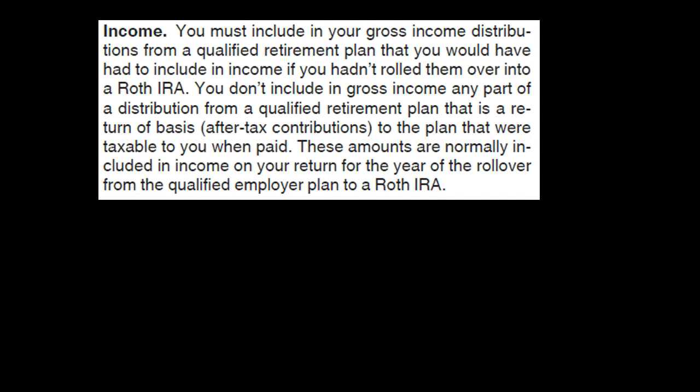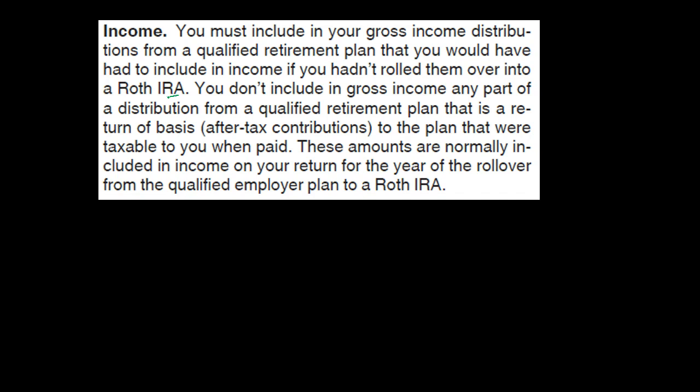Income. You must include in your gross income distributions from a qualified retirement plan that you would have had to include in income if you hadn't rolled them over into the Roth IRA. So again, we would have to think about the income that possibly could be recorded because we have the similar kind of conversion situation, going from a plan that might be more of a traditional type of plan and converting it in some way to more of a Roth type of plan, and therefore it could result in income with that process.